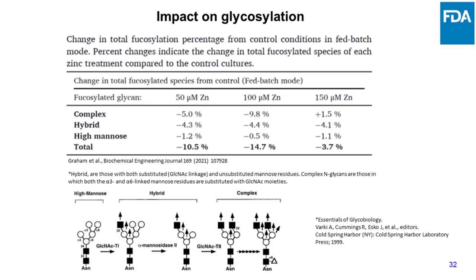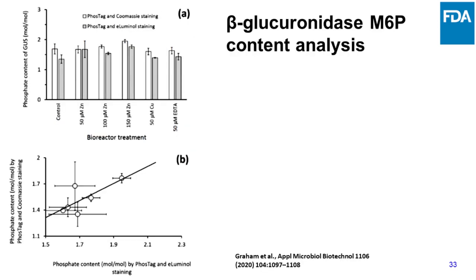The fucosylation content was kept low due to zinc treatment compared to the control. As you can see, the fucosylation actually is negatively correlated with the CDCC. Therefore, keeping this fucosylation concentration low is beneficial. Zinc treatment favored this. Whereas the mannose-6-phosphate content, which is a critical quality attribute of the beta-glucuronidase, was unaffected by zinc treatment.